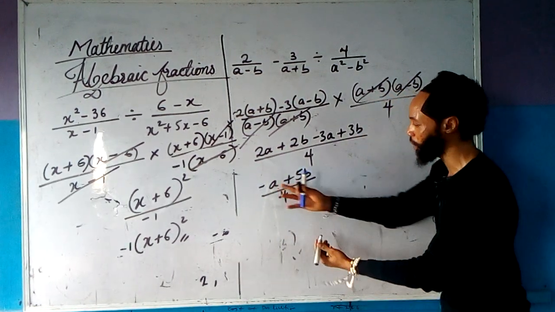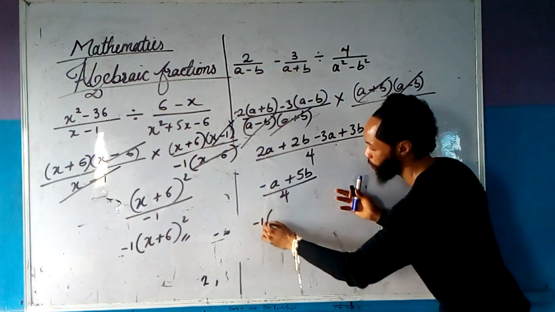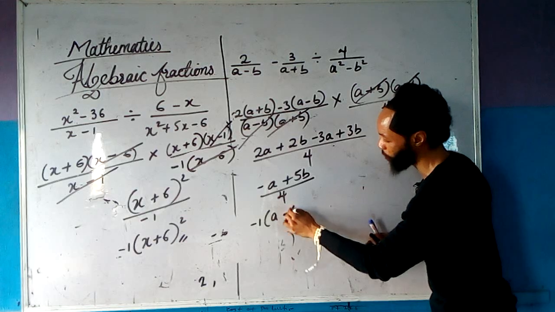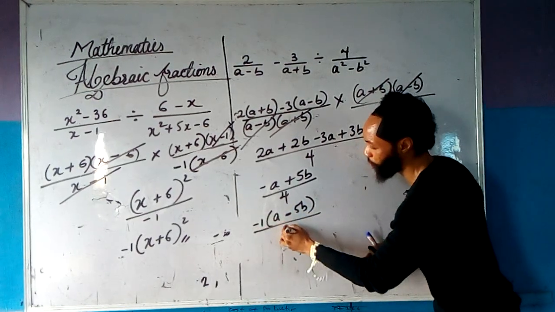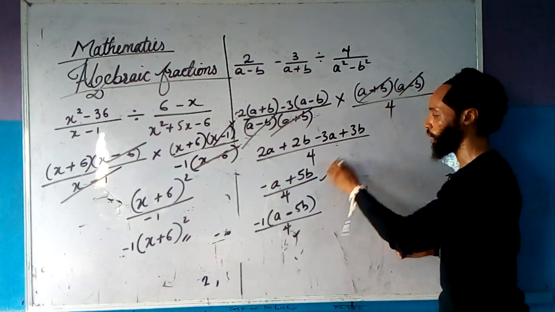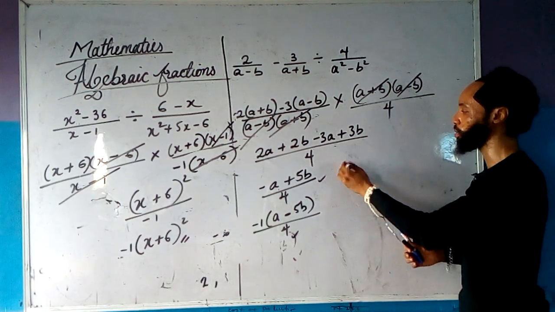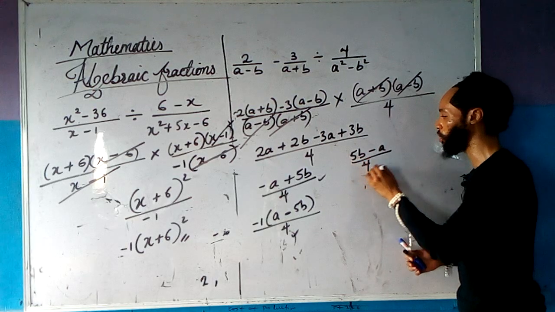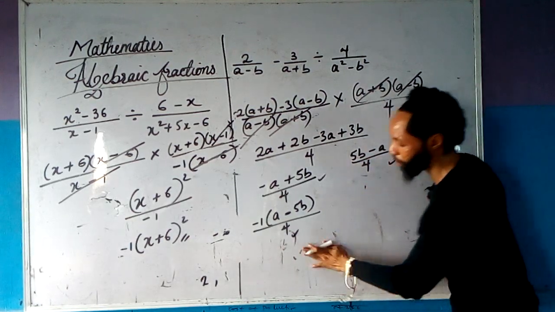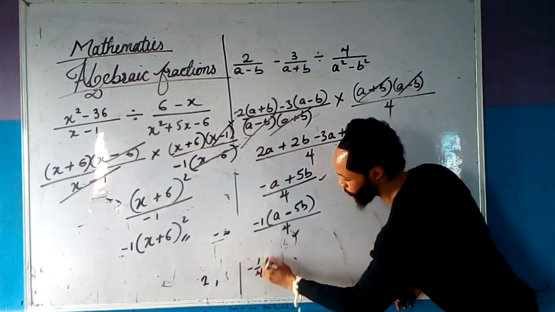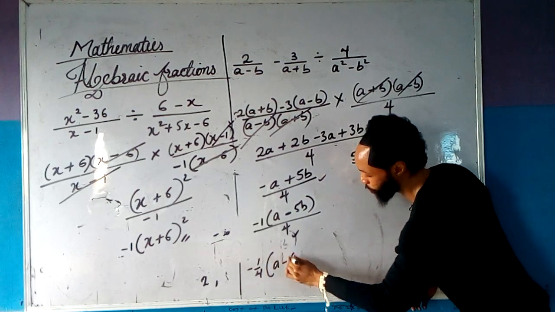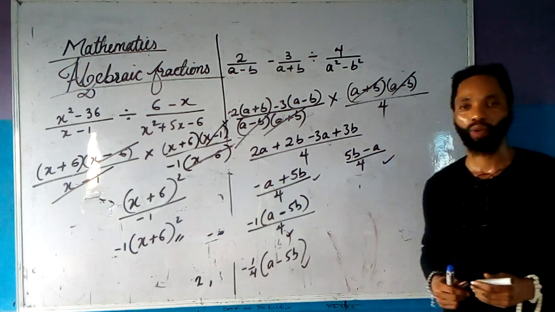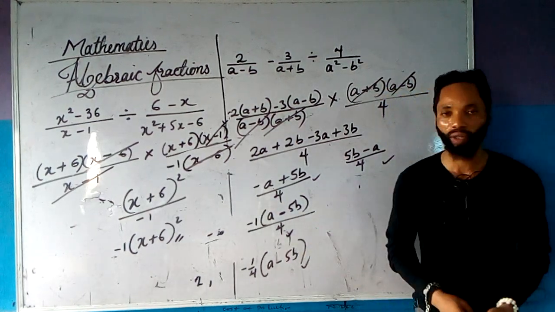You can express the answer by factoring the negative 1. You can have negative a plus 5b over 4. This is also correct. In your text, they kept it as 5b minus a over 4. This is also correct. You can also say negative 1 over 4 into a minus 5b. This is also correct. If you give it in any term, whoever is marking should give you your actual mark.